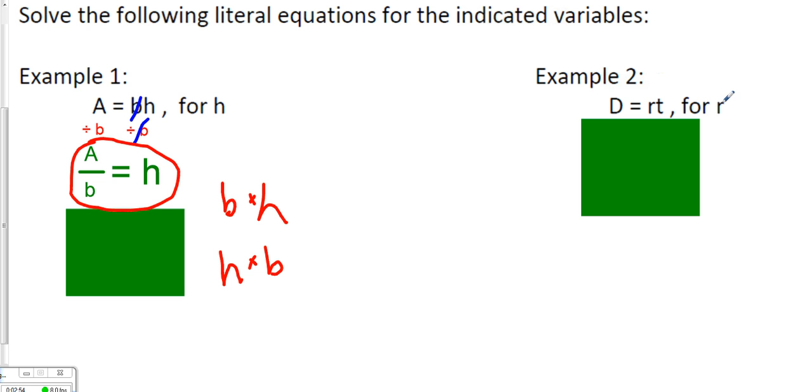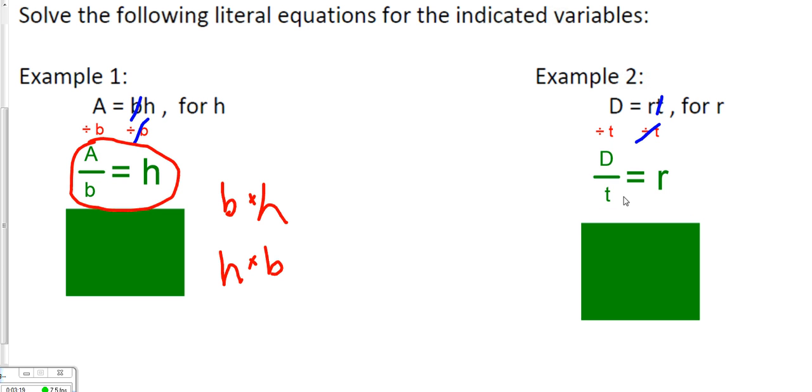We want to be able to solve for the rate. So if I told you how far you went, and I told you how long it took you to get there, you should be able to tell me the speed. It's very similar to the last one. If it's rate times time, we can just divide both sides by time, or divide by t. So again, that would cross the t out here. So now it's d divided by t equals r, or d over t equals r. And this is how we solve literal equations.